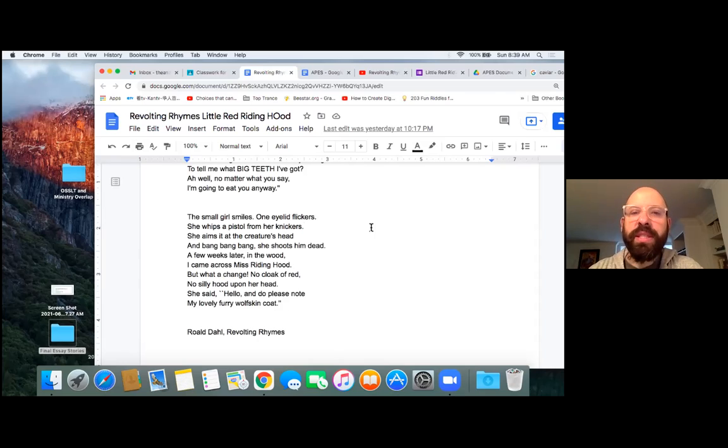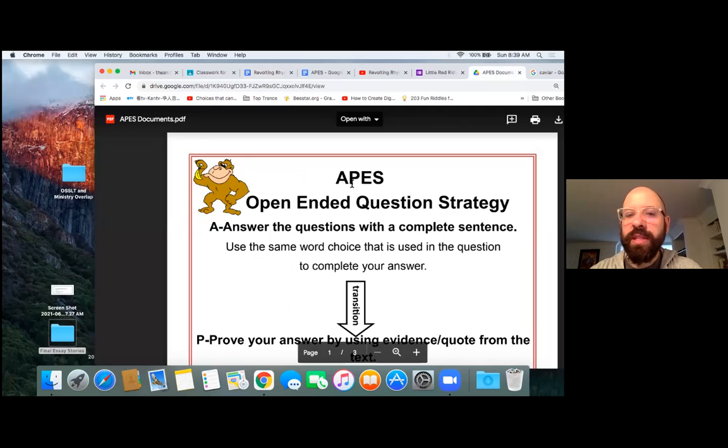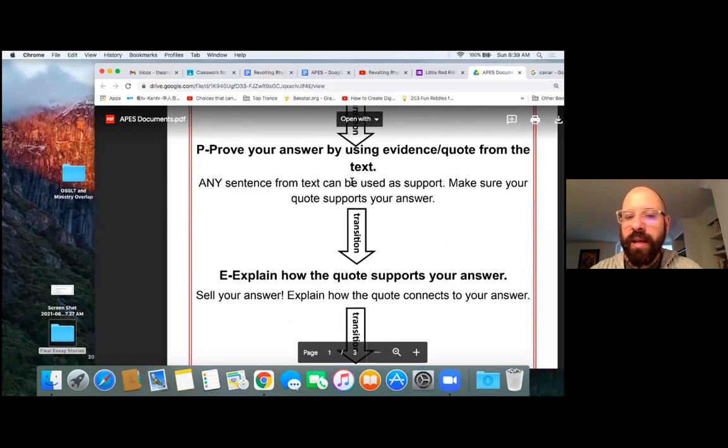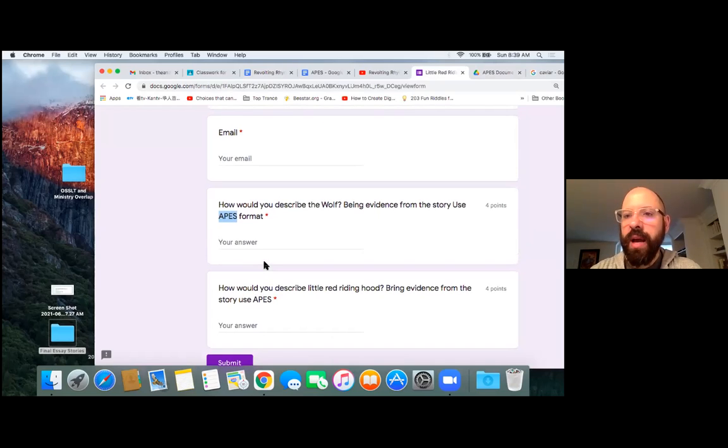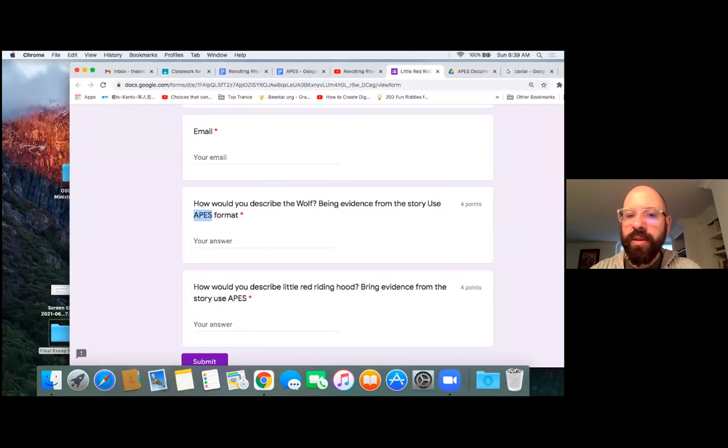Now, how do we study characters? What is our goal tonight, right? Our goal is to use this APES writing to answer these questions. How do you describe the wolf? Bring evidence from the story. How would you describe Little Red Riding Hood? Bring evidence from the story. I want to show you guys the movie, which plays the story again. But before we do that, I wanted to ask one more thing. How do we describe characters? What we're looking for is the way the writer teaches us about the character.